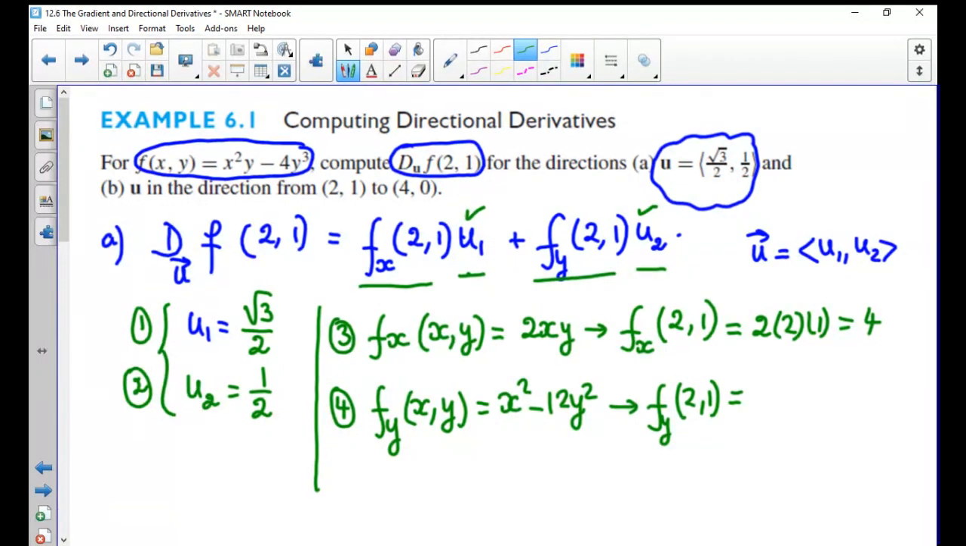Okay. Is it not minus 4? It's minus 8, yes? Minus 8. Okay, so we have now, yeah, minus 8.